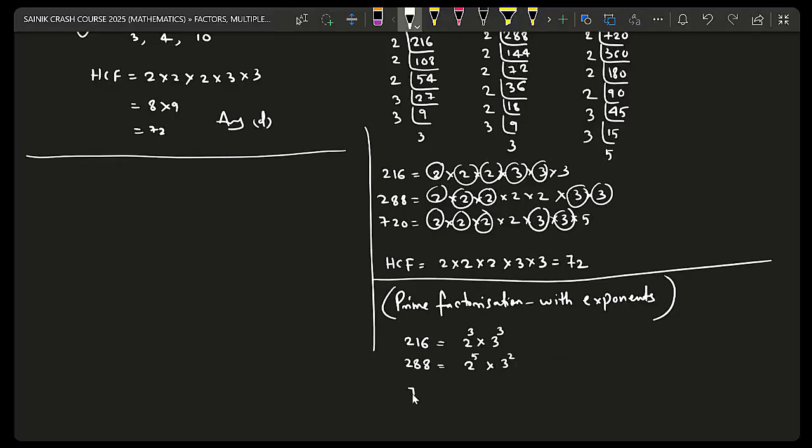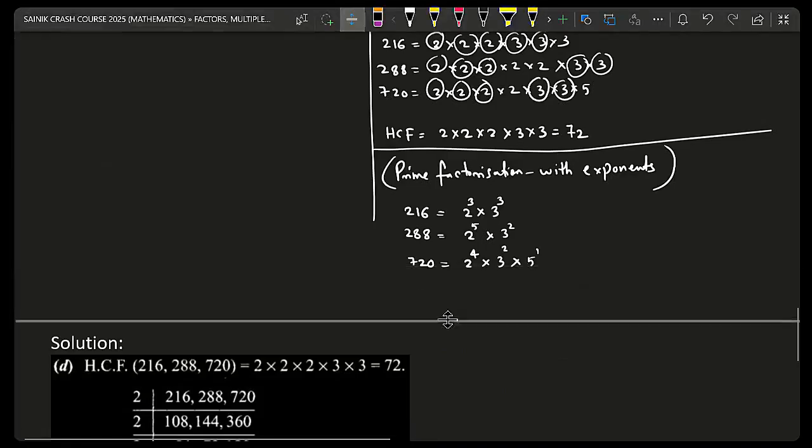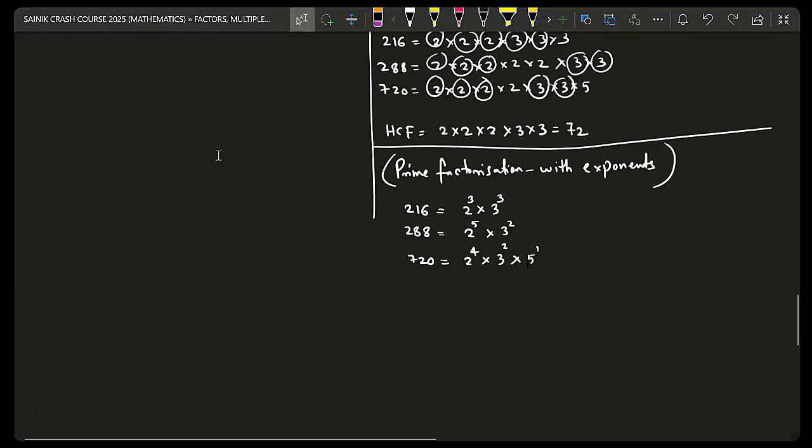What is the 720 factorization form? 2 to the power of 4, and 3 square, and 5 to the power of 1. Okay. So now, can you recall the statement, Arush? What is the statement I told you for HCF? The product of lowest powers of only common factors.